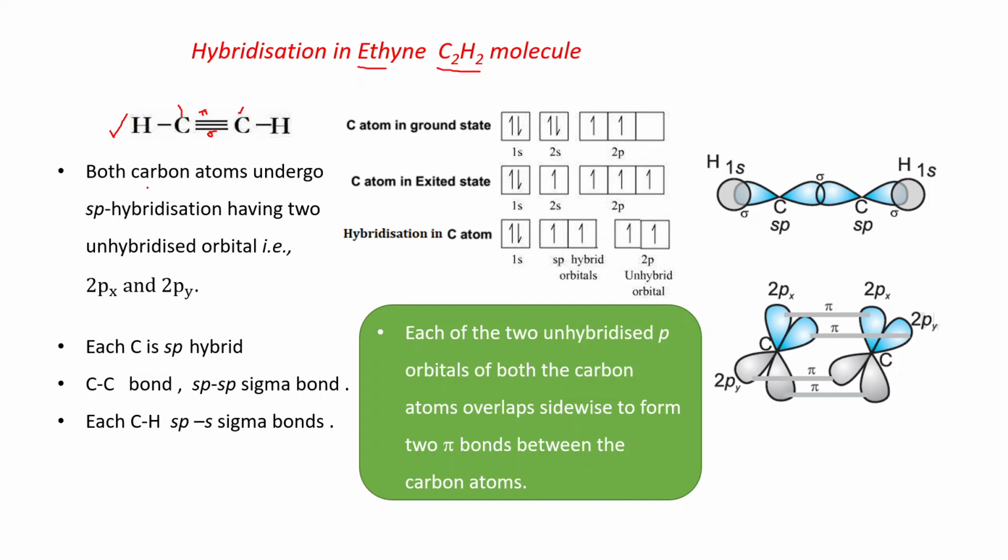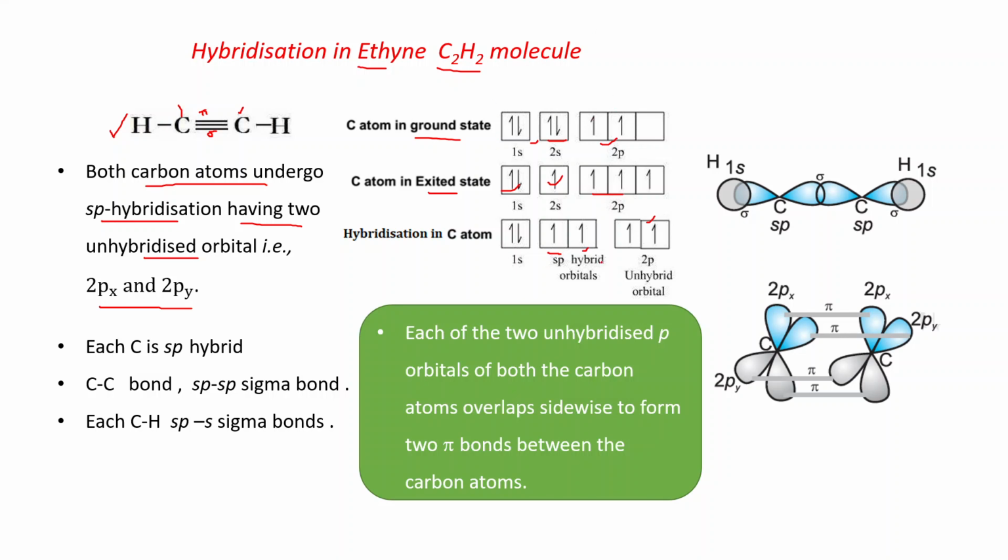You can say both carbon atoms undergo sp hybridization, and when hybridization is sp, there are two unhybridized orbitals, that is 2px and 2py. Again, you can see the carbon atom in the ground state is 1s2, 2s2, 2p2. In the excited state this is 1s2, 2s1, and each 2p orbital is occupied by one electron. Now hybridization is sp, that is, one s and one p orbital are involved. In this way there are two unhybridized p orbitals.